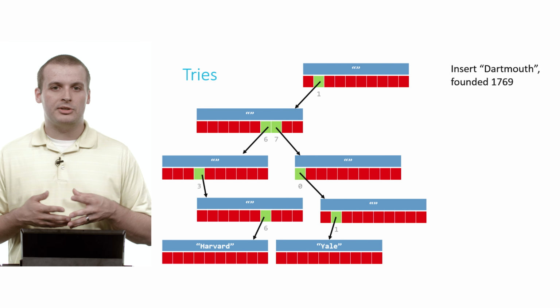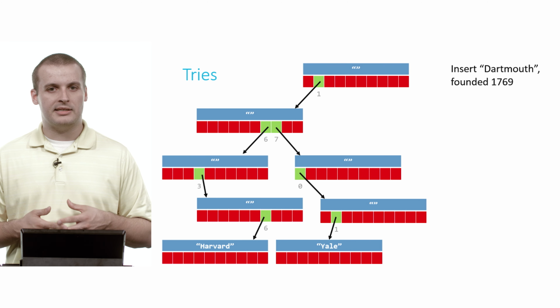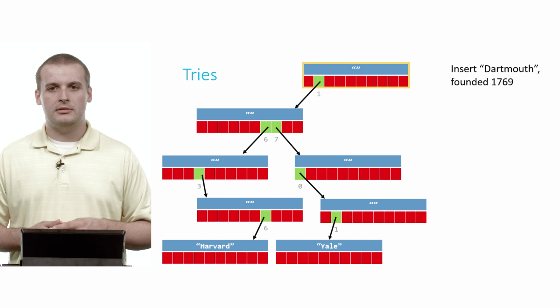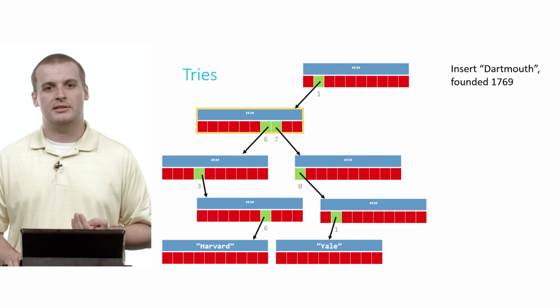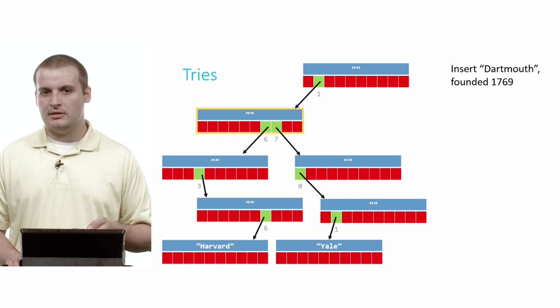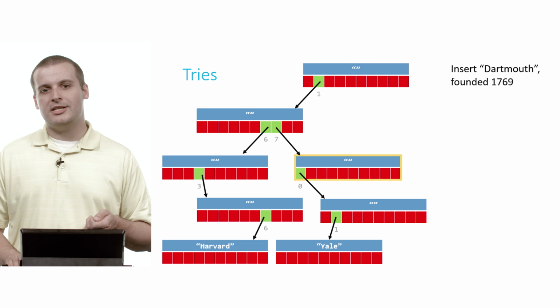Let's do one more. Let's insert Dartmouth into this trie, which was founded in 1769. Start at the root again. My first digit of my key is 1. I can safely move down that path that already exists. The next digit of my key is 7. I can safely move down that path. It exists as well. My next digit is 6.